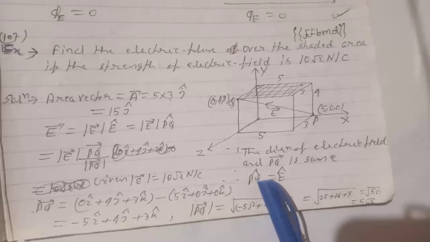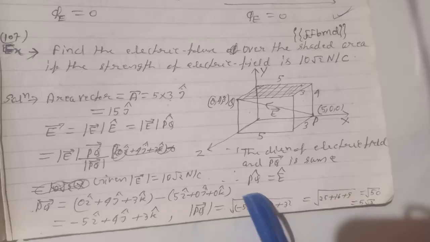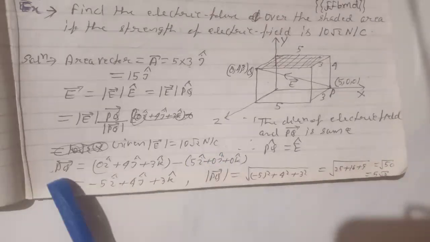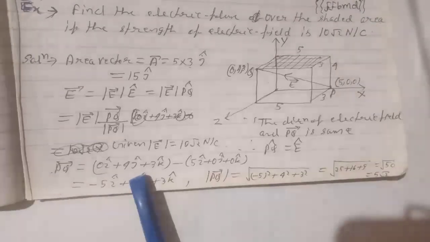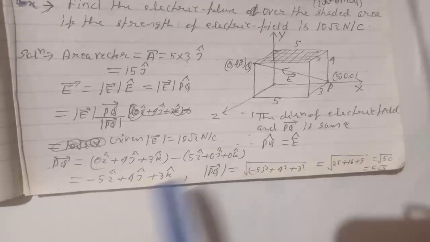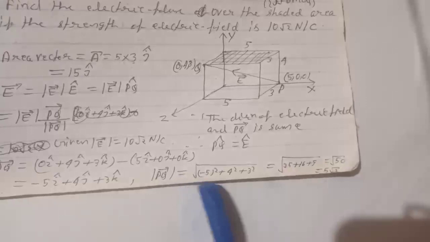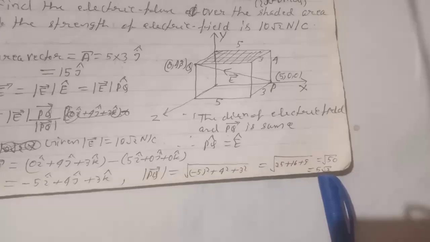Now the direction of the electric field and PQ is the same, that is PQ cap equals E cap. Given mod of E equals 10√2 Newton per Coulomb. So PQ vector will be equal to 0 i cap plus 4 j cap plus 3 k cap minus 5 i cap plus 0 j cap plus 0 k cap, equals minus 5 i cap plus 4 j cap plus 3 k cap. Hence mod of PQ will be under root of (−5) square plus 4 square plus 3 square, equal to 5√2.